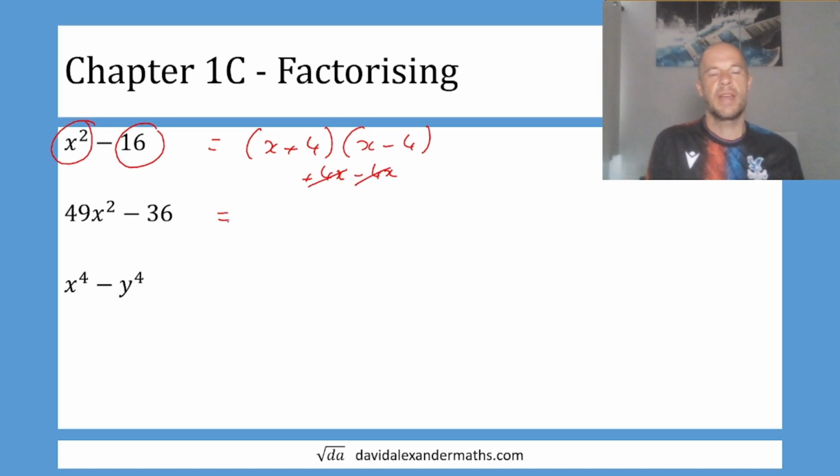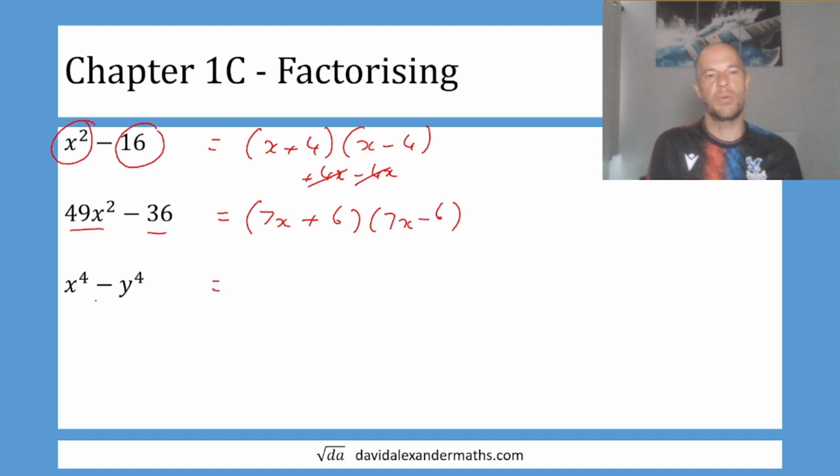So the next one, we've got a square minus another square. So what's the square root of 49? That is 7. Square root of x squared is x, of course. So that's going to be 7x in both brackets. The square root of 36 is 6. So 7x plus 6, 7x minus 6.